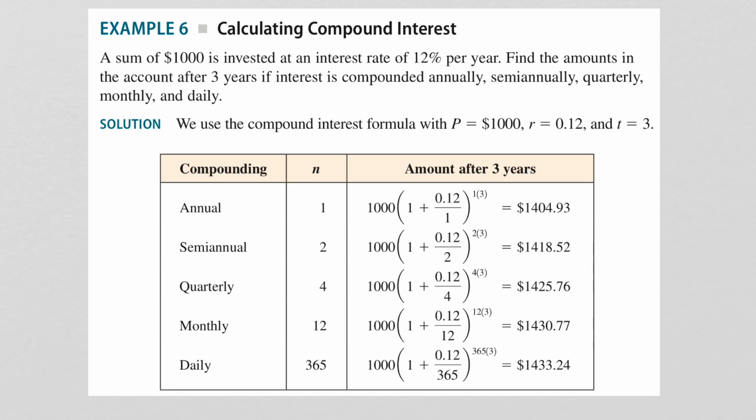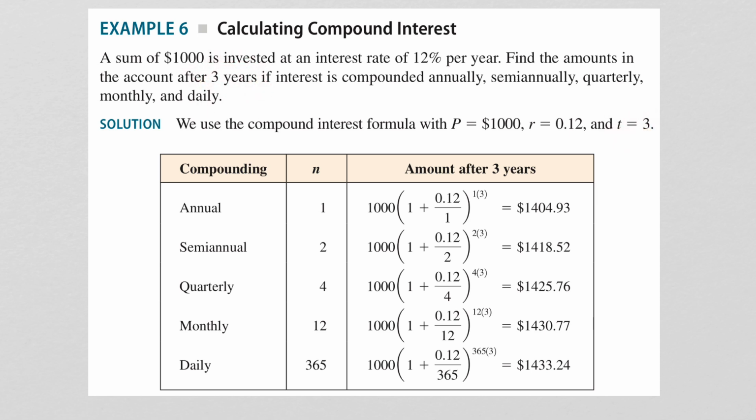So as a brief comparison example, let's just suppose that $1,000 is invested at an interest rate of 12% per year. Find the amounts in the account after 3 years if the interest is compounded annually, semi-annually, quarterly, monthly, and daily. So P is the principal, that's $1,000. The interest rate R is 12%, which is 0.12. The amount of time it's being left in the bank is 3 years, and so T equals 3.